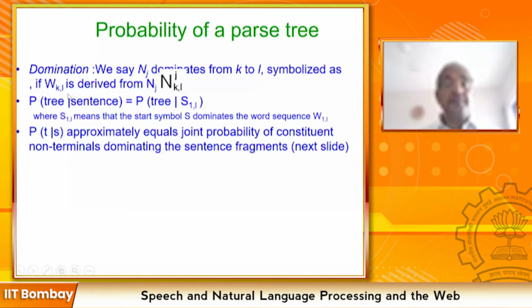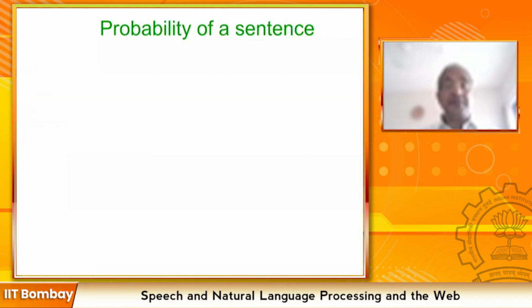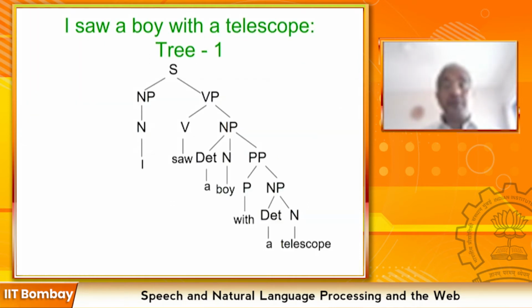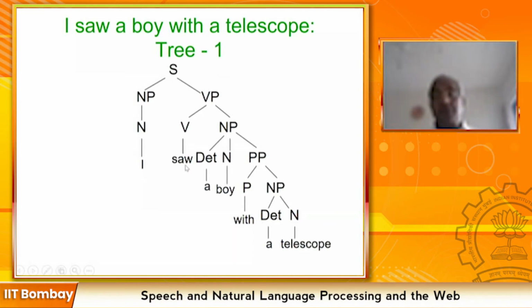So let's go back to the tree that we are observing. I saw the boy with a telescope. So here the noun phrase dominates a telescope. Preposition phrase dominates with a telescope. A noun phrase dominates a boy with a telescope. A verb phrase dominates saw a boy with a telescope. And finally, S dominates the whole sentence. Okay, the segment I is dominated by noun phrase. The segment from saw to telescope is dominated by the verb phrase.